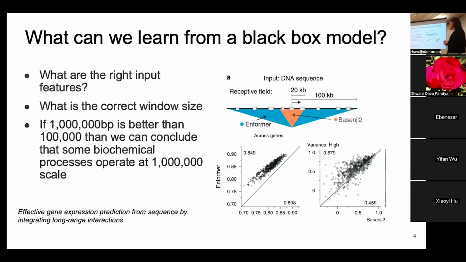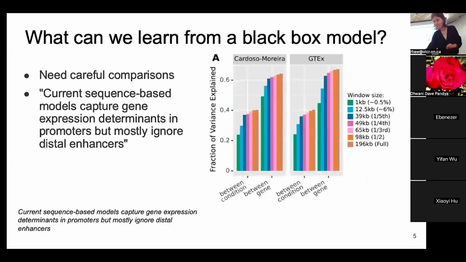For gene expression, it turns out this is quite a lot. That is one of the selling points of the Enformer gene expression model, where they use a much larger window size than previous models, and were able to get better performance. So from this, we can conclude that if I have to use 1 million base pairs, and that is better than 100,000 base pairs, then there's some biochemical process that operates at this larger scale. We already knew that, but it is made tangible through the performance.